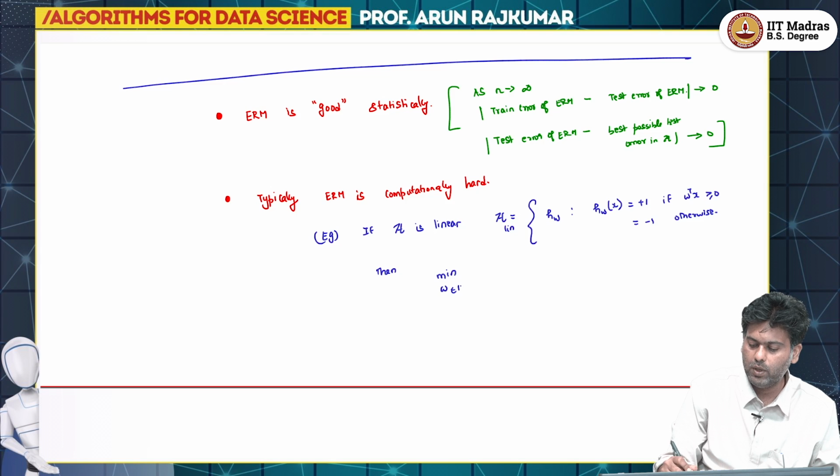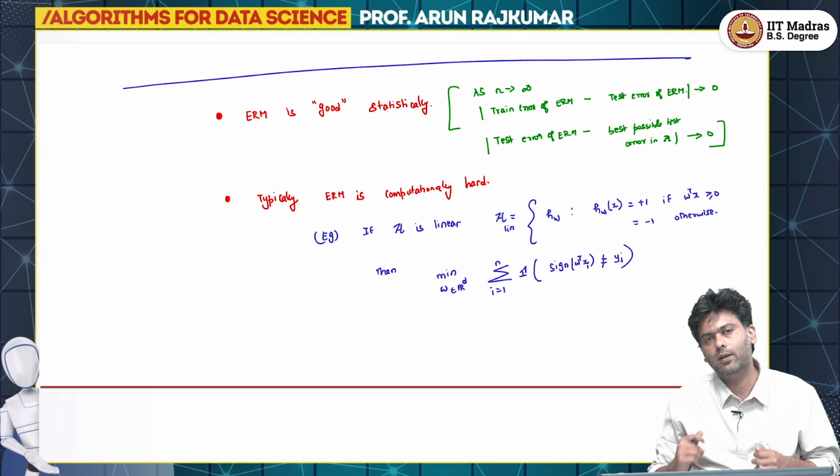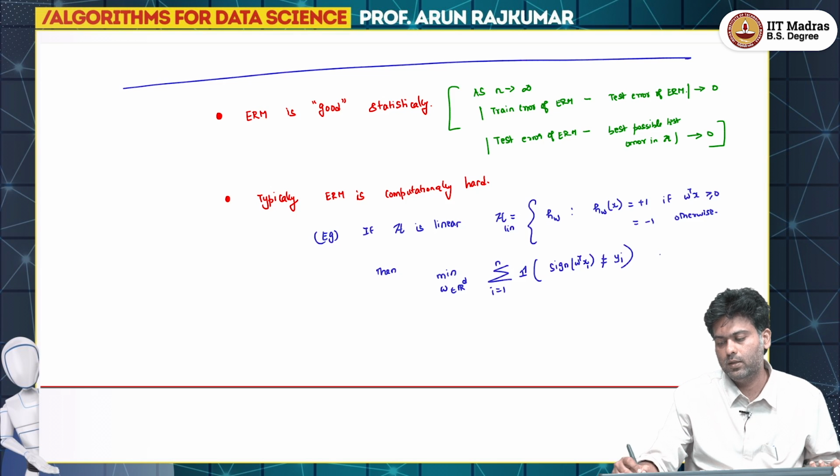So, finding the minimum w, d-dimensional w, let us say, such that my training error, which is the sum over i equals 1 to n, indicator of sign of w transpose x_i not equal to y_i, right. So, finding that w which makes the least train error is NP hard, right.